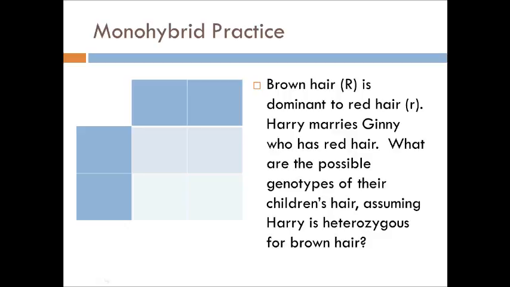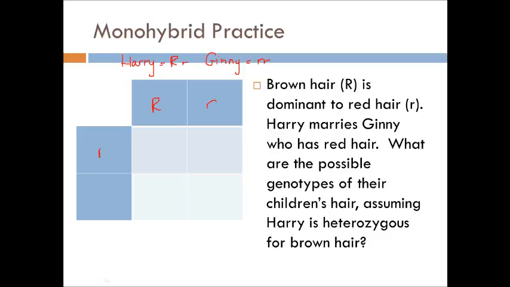So brown hair is dominant to red hair. If Harry marries Jenny, who has red hair, what are the possible genotypes of their children's hair, assuming Harry is heterozygous? Alright, so here we go. We're going to say that Harry is heterozygous for brown hair. So that means he's going to be big R, little r, whereas Jenny has red hair, so she has 2 little r's. We're going to put Harry on top here.